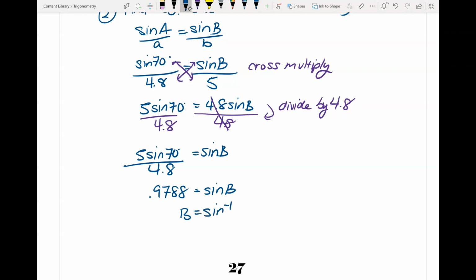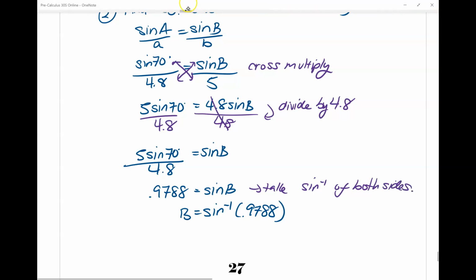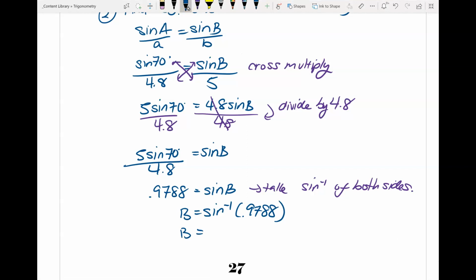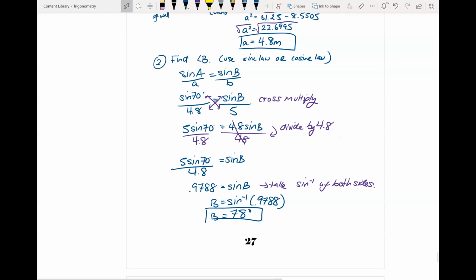And then lastly, to get B by itself, I'm going to take sine inverse of both sides to get angle B. We're going to plug that into the calculator. So sine inverse of 0.9788 will give us 78 degrees, and that is our answer here.